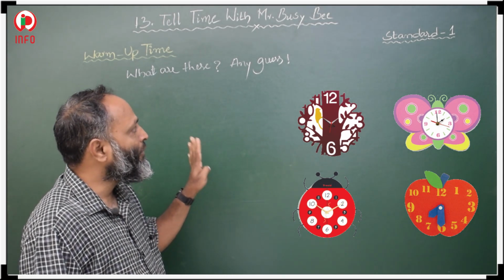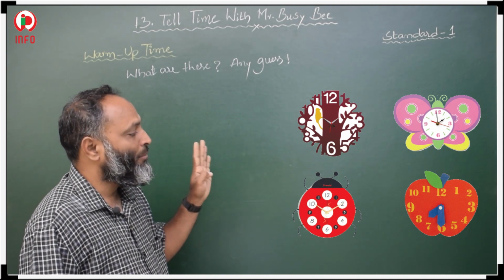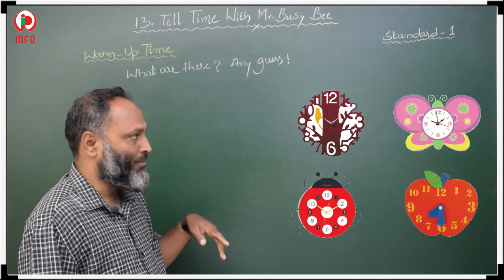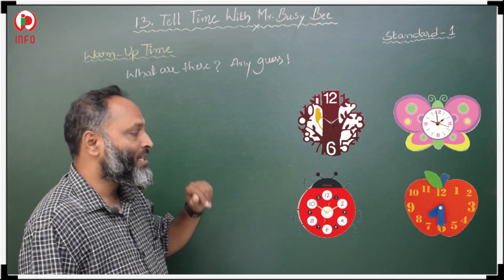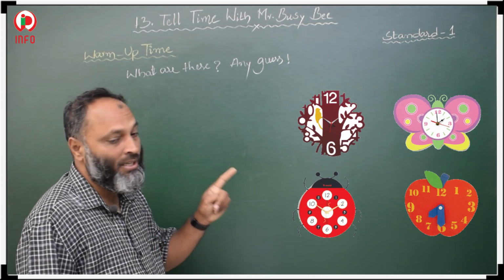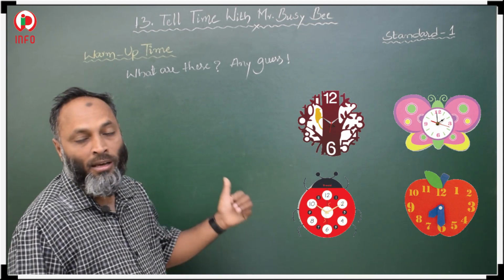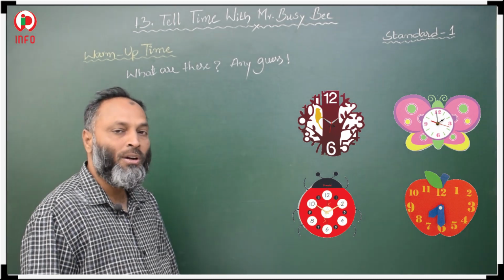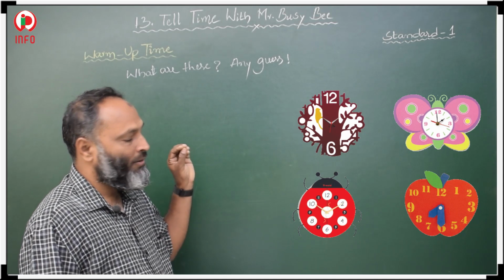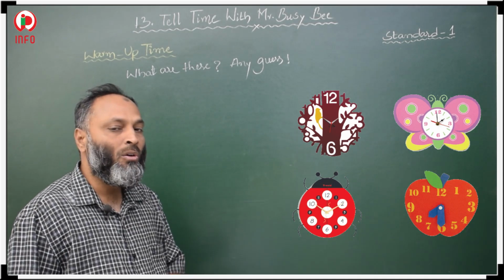So, what is our guess? Our guess is these four different pictures are clocks in different shapes. The first clock is in tree shape, the second in butterfly shape, the third in bee shape, and the fourth in apple shape. So, these four are the clocks. This is the warm up time. Our guess is all these four are clocks.